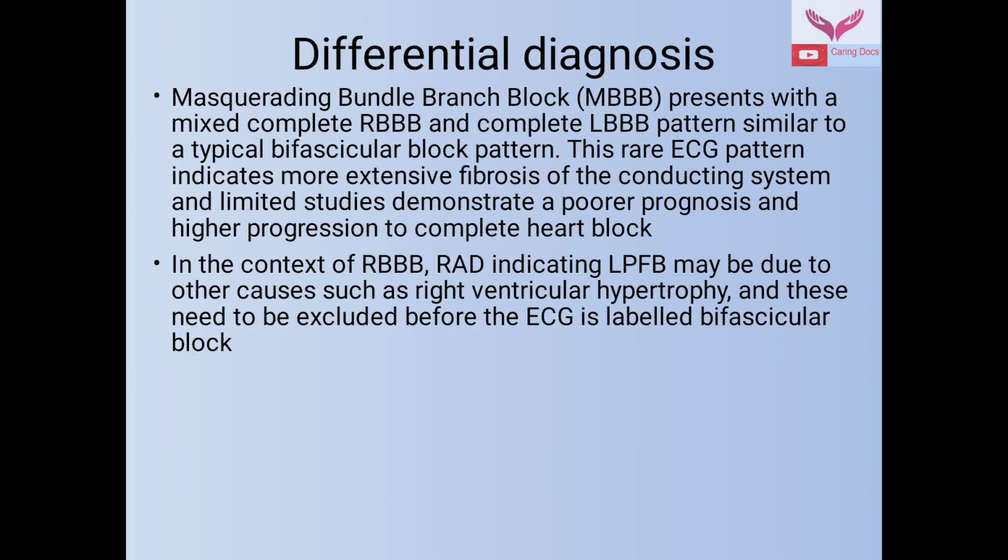The differential diagnoses are masquerading bundle branch block, which presents with a mixed complete RBBB and complete LBBB pattern similar to a typical bifascicular block pattern. This rare ECG pattern indicates more extensive fibrosis of the conductive system, and limited studies demonstrate a poor prognosis and higher progression to complete heart block. In patients with RBBB, the right axis deviation indicating left posterior fascicular block may be due to other causes such as right ventricular hypertrophy, and these need to be excluded before the ECG is labeled as a bifascicular block.